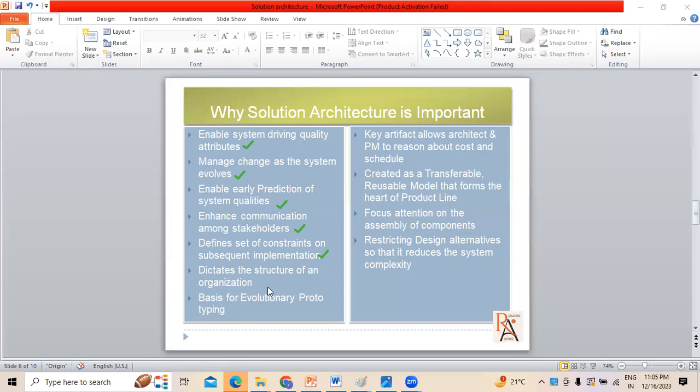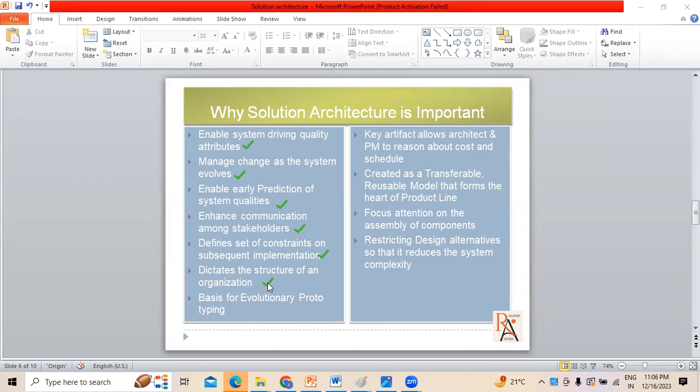Next, it dictates the structure of the organization. If you take it as reverse engineering, solution architecture is what you are developing now. Prior to that, you need to have an understanding of EA, which is enterprise architecture. So that we can dictate the structure of the organization, because what solution are we providing? In what way does this solution connect with enterprise architecture, if any? Is there any connect with enterprise architecture?